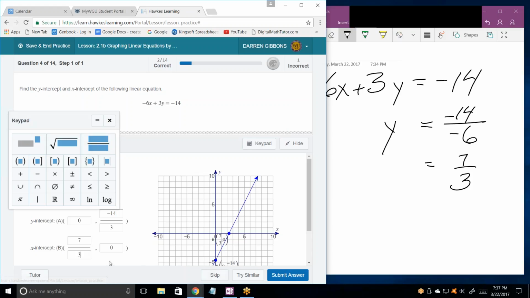And then immediately they draw the line, which I thought was kind of interesting on the last problem. They drew the line, but they didn't accept my answer. This one will like it.